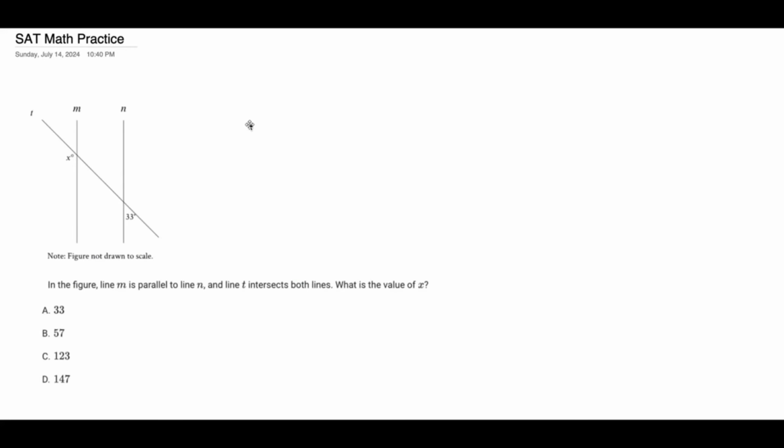In the figure, line M is parallel to line N, and line T intersects both lines. What is the value of x? All right, so first off, what we have here are vertical angles, right?